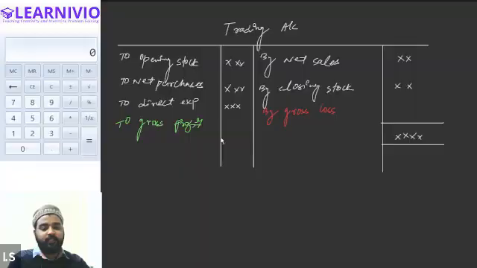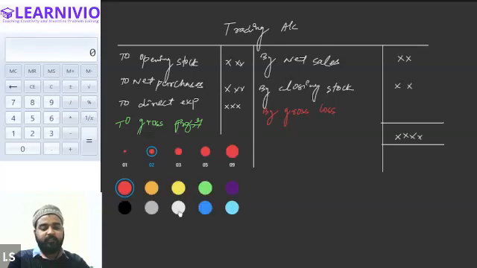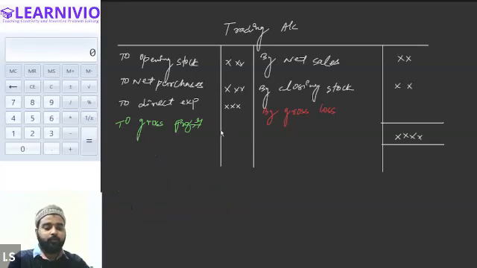Now, as soon as we are done with the trading account, we prepare the profit and loss account. So just try to understand. After finding the gross profit, gross loss, we total the trading account. Then after preparing the trading account, we start preparing the profit and loss account. So the profit and loss account is always prepared after preparing the trading account.